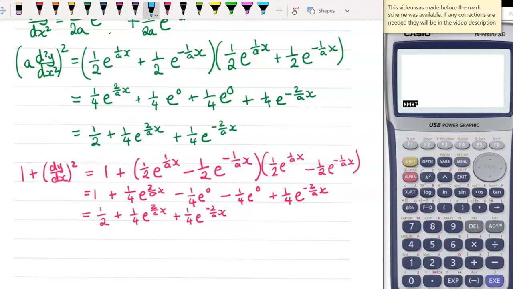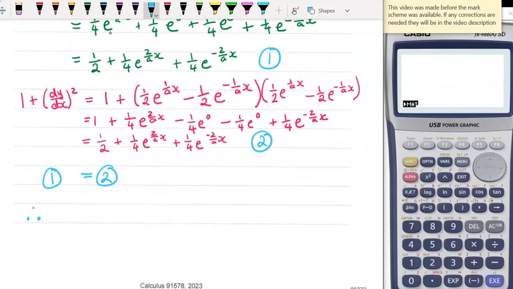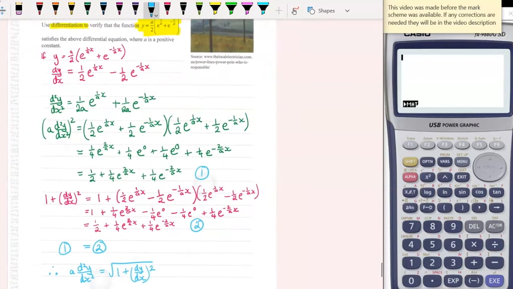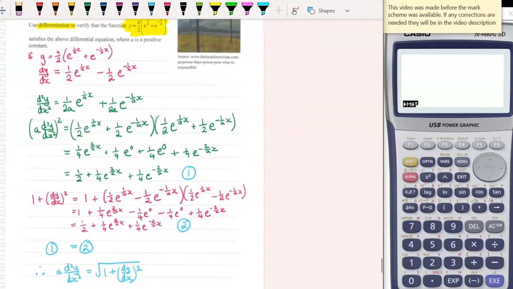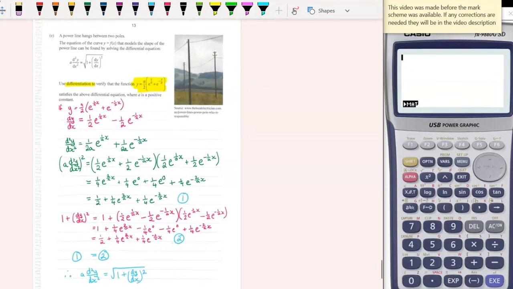Now let's just label this. Here's equation 1, here's equation 2, and you can see that they are equal. So 1 equals 2. Therefore, a times d2y over dx squared is equal to the square root of 1 plus dy by dx, all squared. And there you go. Some fairly lengthy algebra on that last one, but not especially difficult, just lots to do. And that is the integration paper complete.